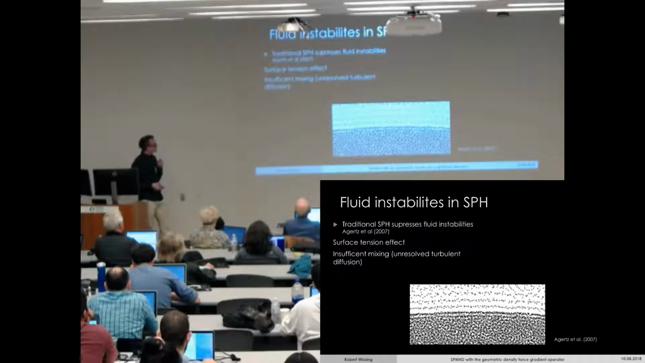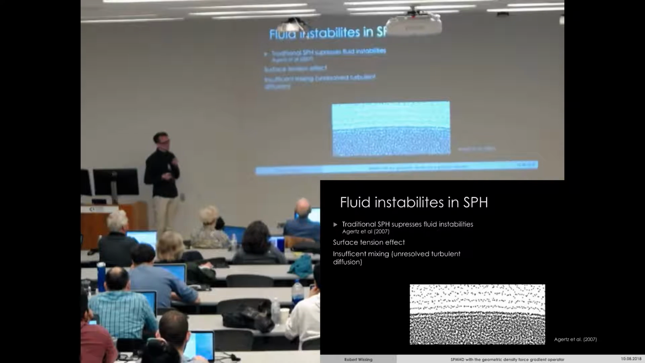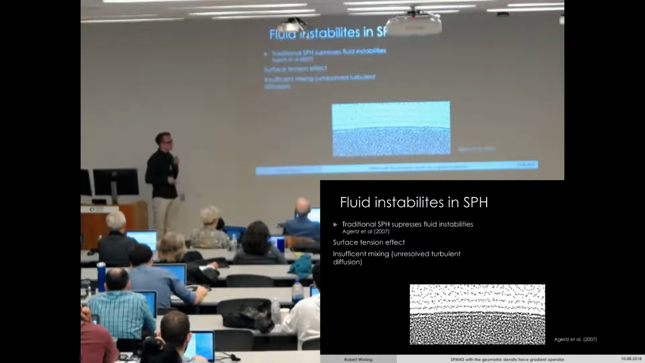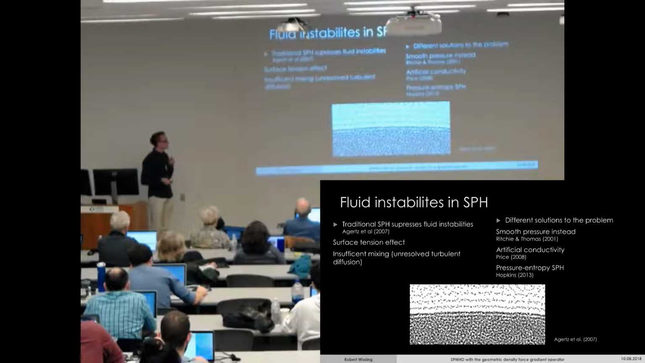Another big problem in SPH is the suppression of fluid instabilities, which was shown by Agertz in 2007. The two big reasons that cause this are a surface tension effect that happens at density jumps, which effectively creates an unphysical force between the two surfaces, and also insufficient mixing in SPH, which is due to unresolved turbulent diffusion.